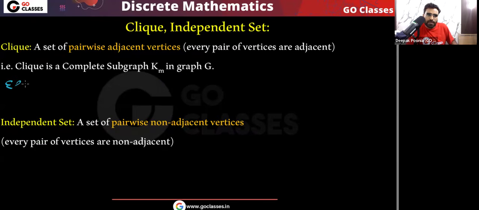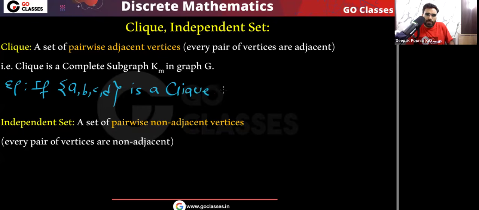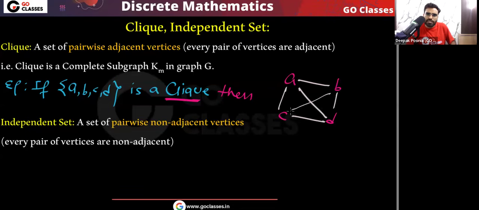For example, let's take four vertices A, B, C, D. If A, B, C, D is a clique, this is a set of four vertices, and clique means pairwise adjacent, means every two vertices are adjacent. Then what will happen? Because these are pairwise adjacent, there is an edge between every two of them. Yes or no? So you got a complete subgraph K4. Correct? Now the same situation let's consider for independent set.